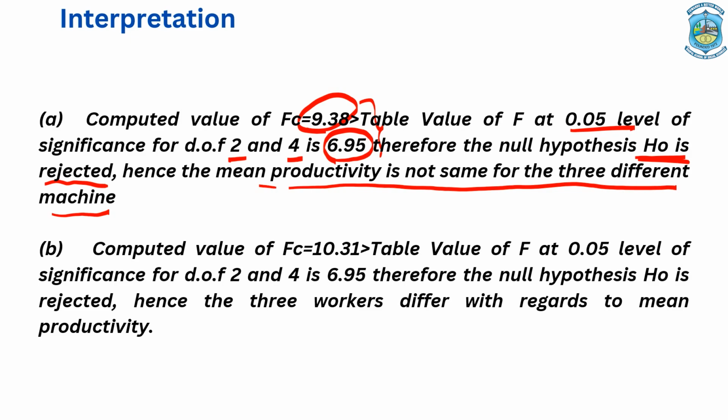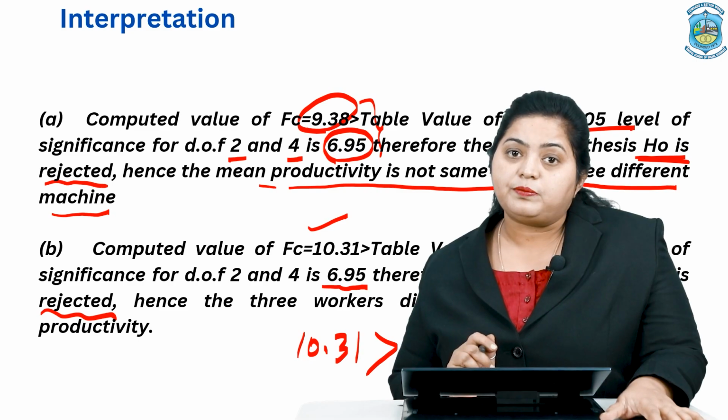Now for the second null hypothesis, we have calculated value 10.31 and the table value is 6.95. So as our calculated value again is greater than the table value, that is 6.95, the null hypothesis in this case is also rejected. Hence, the three workers differ with regard to the mean productivity.